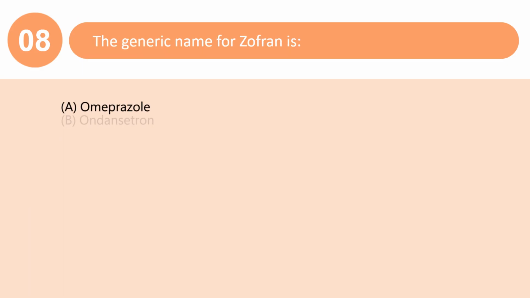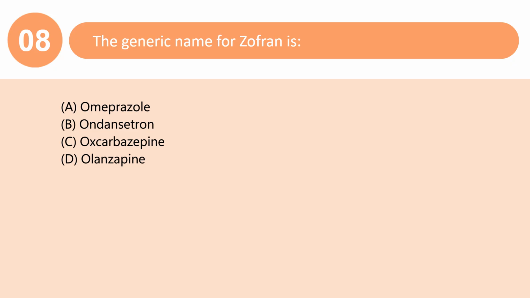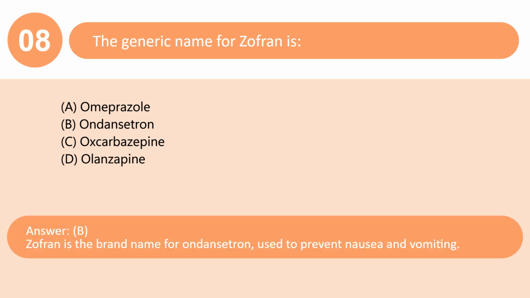The generic name for Zofran is A. Omeprazole. B. Ondansetron. C. Oxcarbazepine. D. Olanzapine. Answer, B. Zofran is the brand name for ondansetron, used to prevent nausea and vomiting.